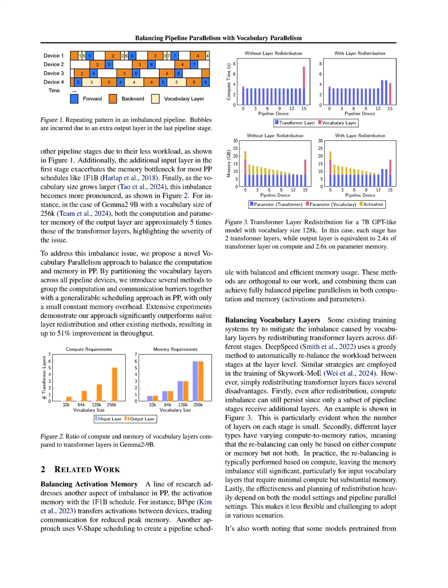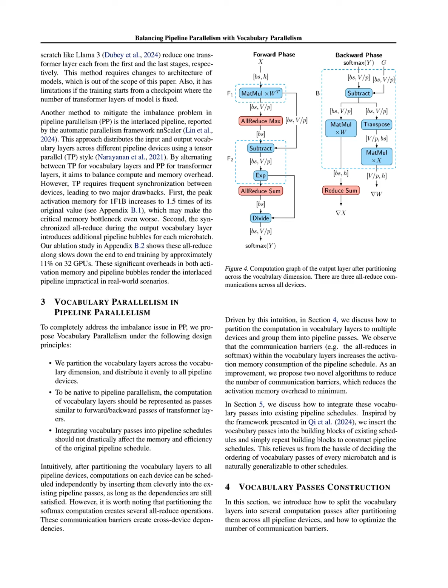The vocabulary parallelism approach works by partitioning the vocabulary layers across all pipeline devices to balance computation and memory usage in pipeline parallelism, PP. First, the vocabulary layers are evenly distributed across the devices, allowing each device to perform computations independently during the forward and backward passes.